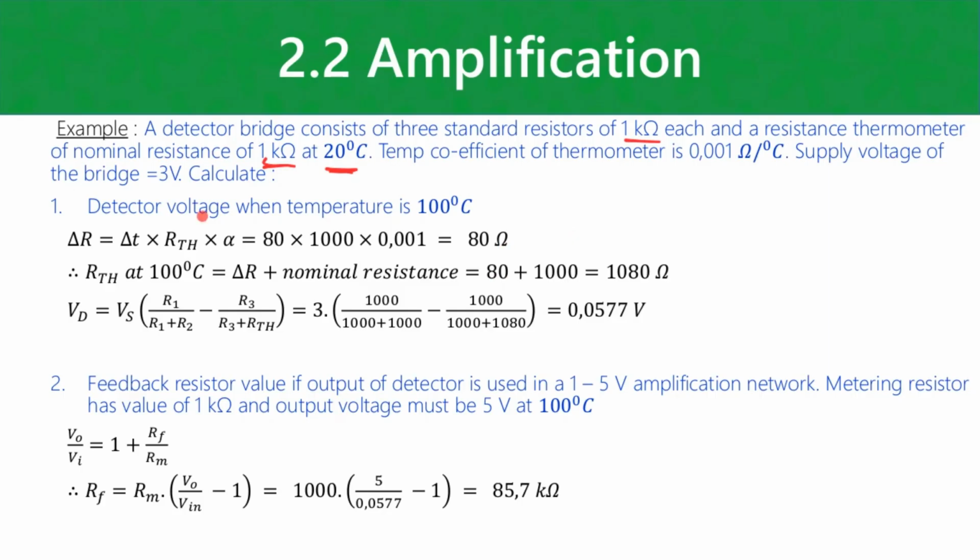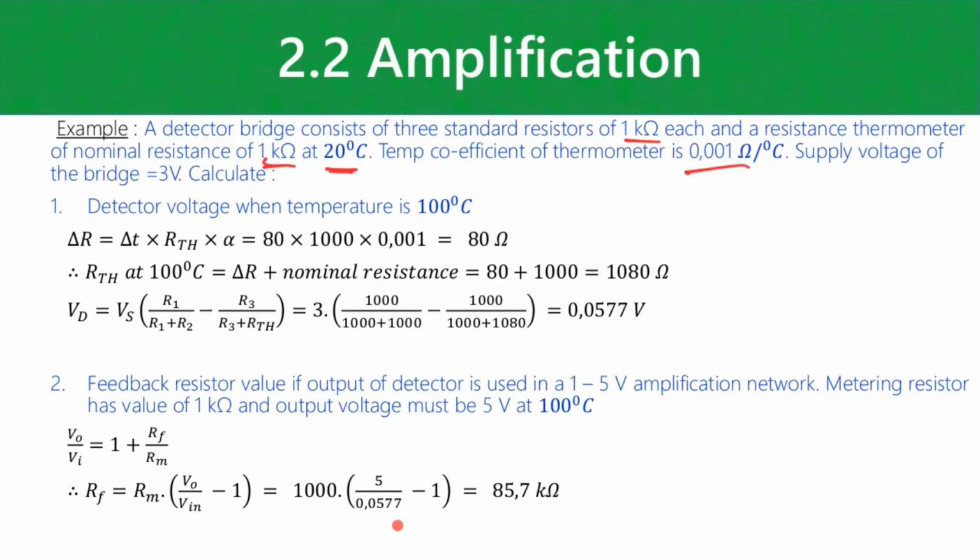Okay, so we're further given the temperature coefficient of the resistance thermometer. Actually, that unit is not correct. It should just be 0.001 per degree C. And we are also given a supply voltage for the bridge as 3 volts.